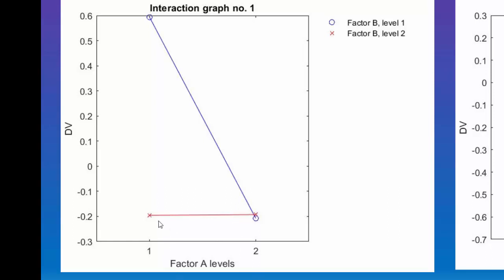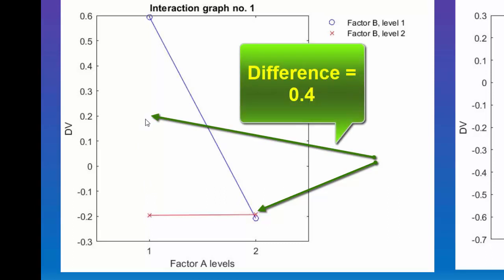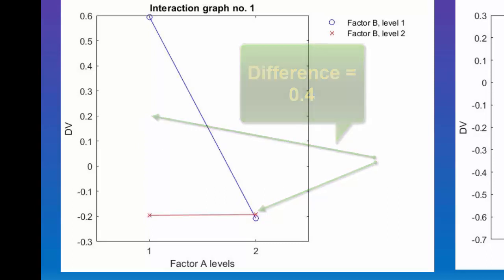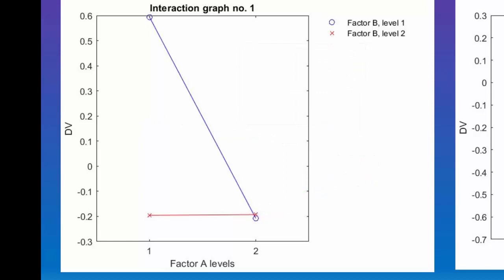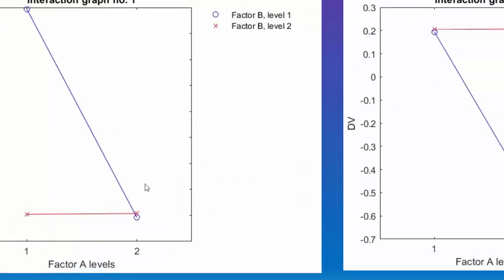Look at the main effect of A. Here the points are averaging minus 0.2, and here the average is between 0.6 and minus 0.2, which is plus 0.2. So again, the overall effect for factor A is D, and the interaction is also D.